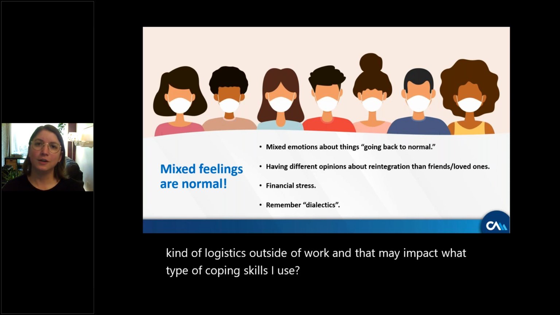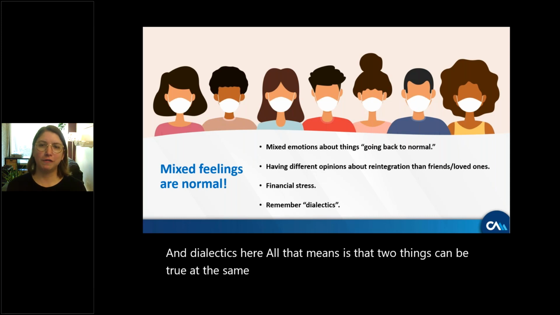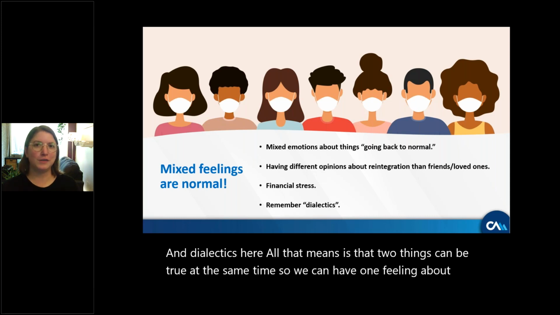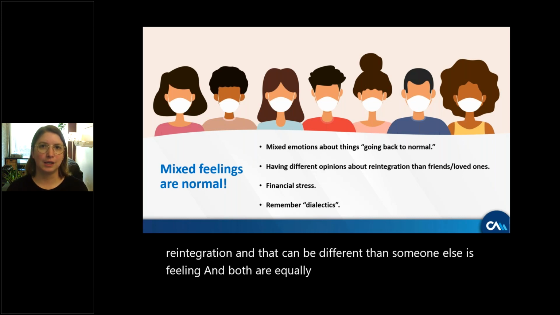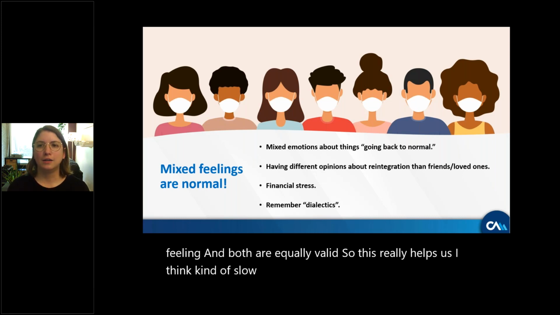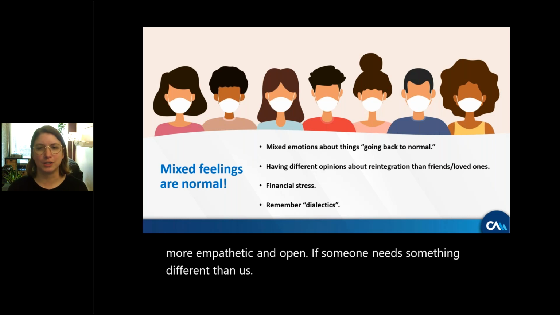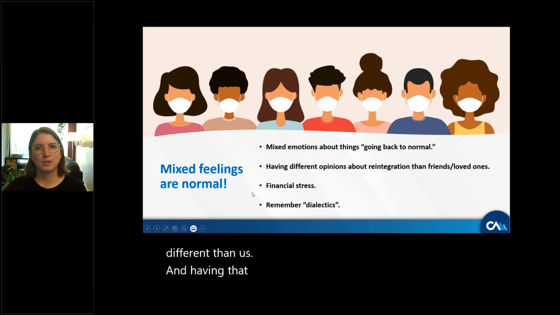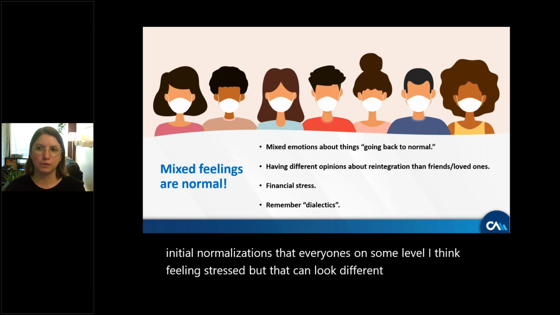And dialectics here, all that means is that two things can be true at the same time. So we can have one feeling about reintegration, and that can be different than someone else's feeling, and both are equally valid. So this really helps us slow down, check in with what we need, be more empathetic and open to if someone needs something different than us, and having that conversation. So just some of these initial normalizations that everyone's on some level feeling stressed, but that can look different and that can be for different reasons.